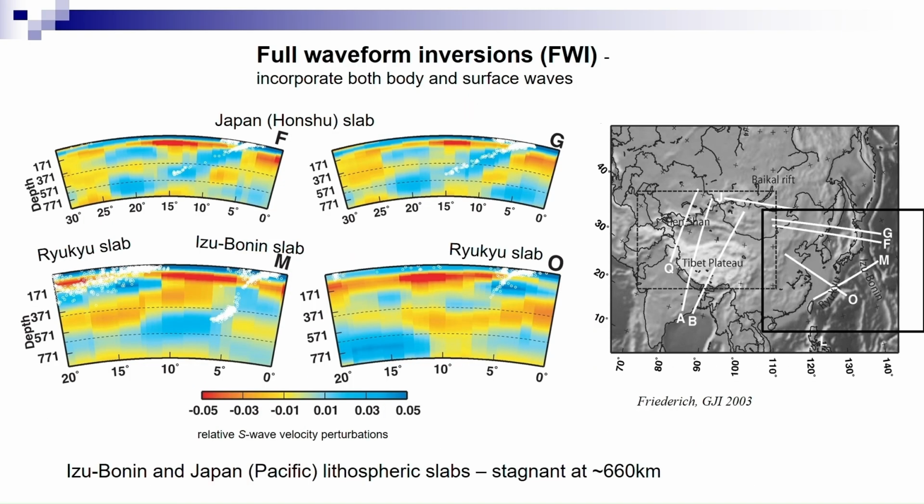The next slide shows 4 cross-sections through full waveform inversion in the Japan region. Profiles across Honshu and Izu-Bonin show the thin Pacific plate dipping westward and southwestward down to the 660 discontinuity, along with earthquake foci. Cross-sections beneath the Ryukyu image shallower subduction of the Philippine plate.